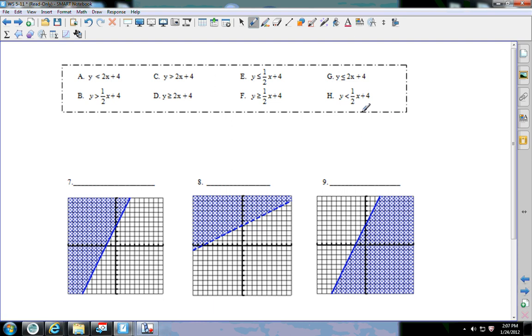Okay, looking at these answer choices right here, pause the video and figure out which one of these equations would be the answers to these down here.